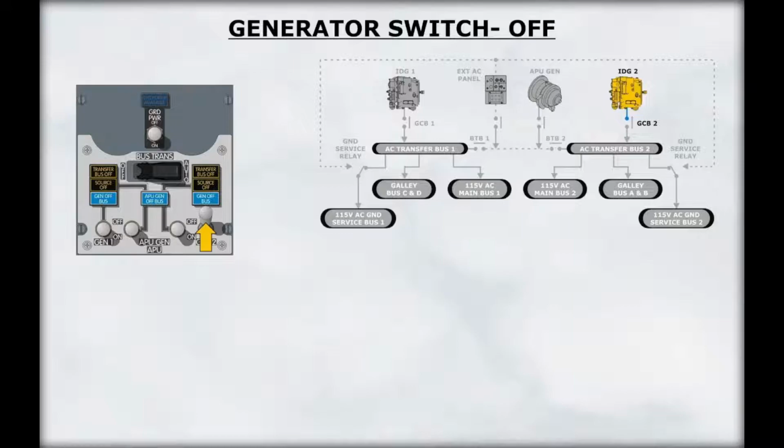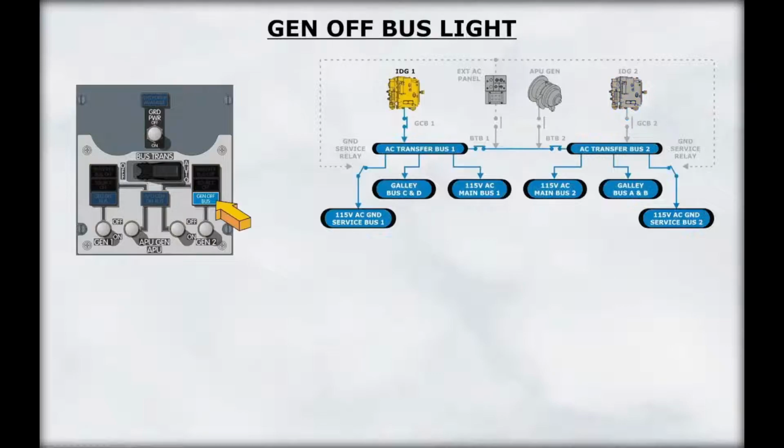Positioning the generator switch to off opens the associated generator breaker. The IDG is no longer supplying the associated transfer bus. The generator off bus light illuminates when the associated IDG is not supplying the respective transfer bus.